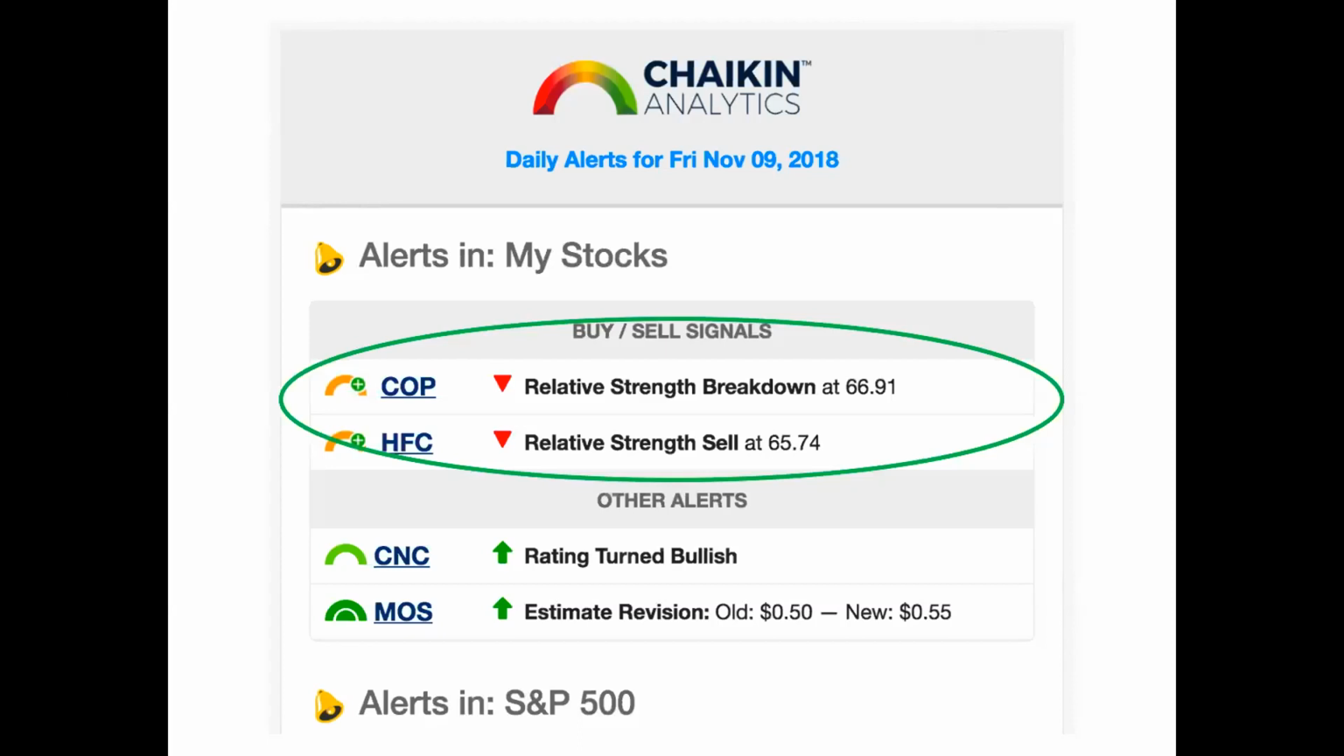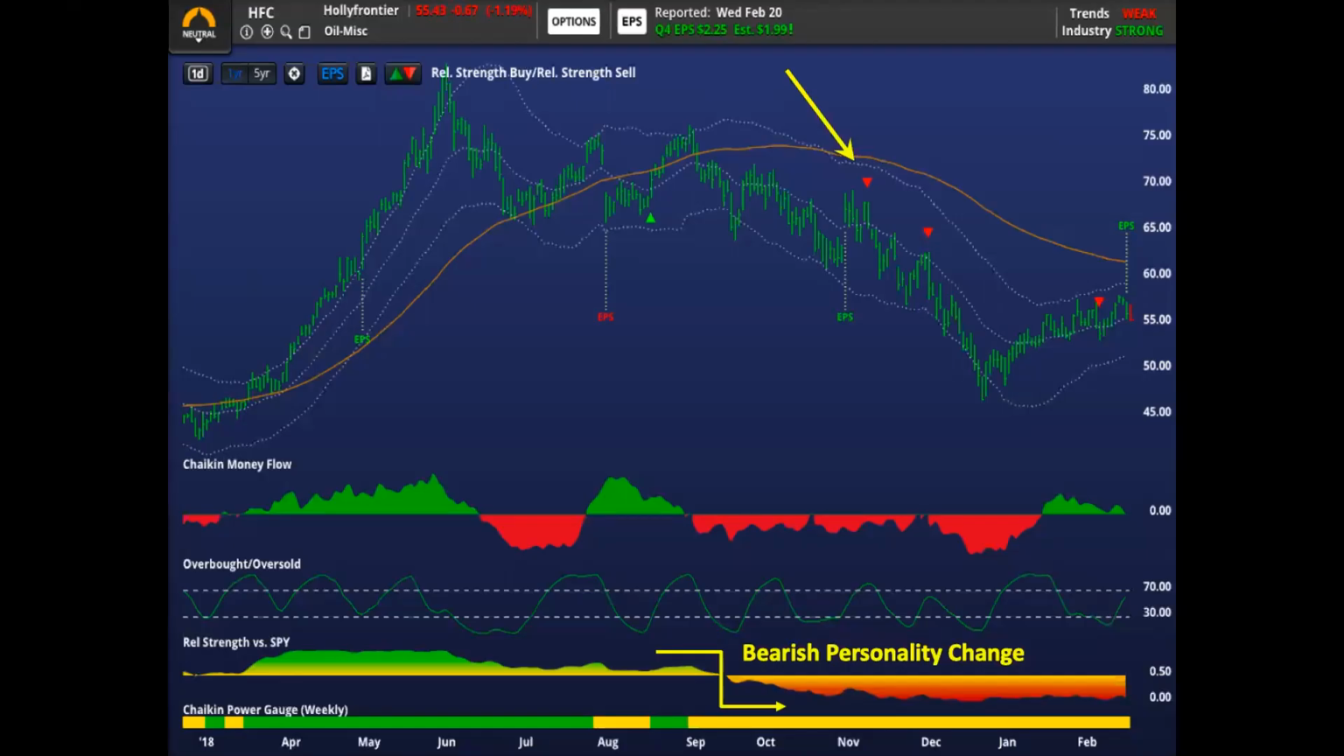Holly Frontier triggered a relative strength sell signal at 65.74. Now, based on what I've told you, what would you expect to happen after that relative strength sell signal, especially because we were in part of that big waterfall decline? I think you'd expect it to drop, and sure enough, it did.